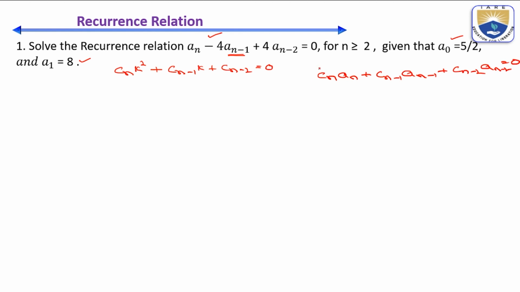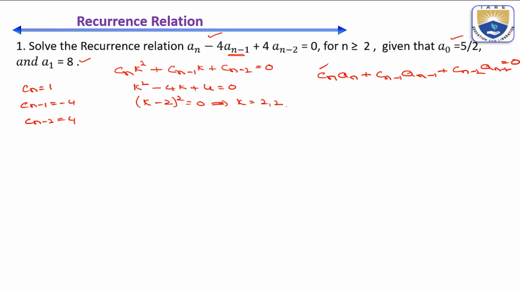So here c_n is the coefficient of a_n, so c_n equals 1. Similarly, c_{n−1} equals −4, and c_{n−2} is nothing but 4. If I substitute, this becomes k² − 4k + 4 = 0. Now if you find the solutions for this, it is (k − 2)² = 0, which gives k = 2. So here the real root 2 is real and it is repeated.